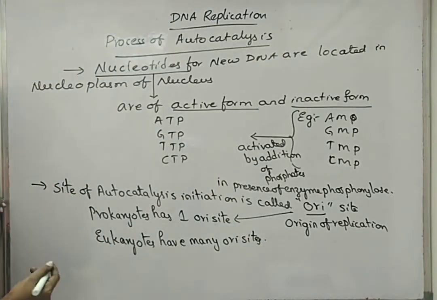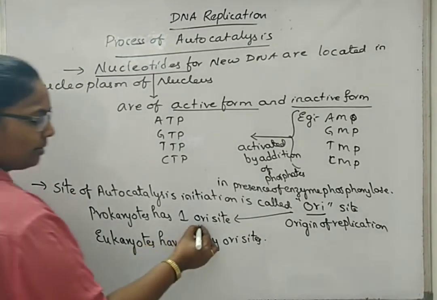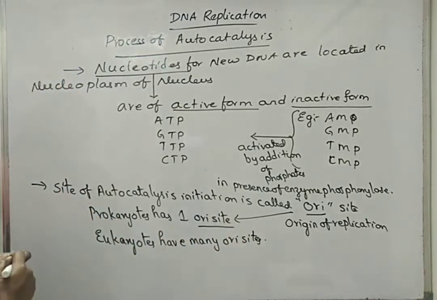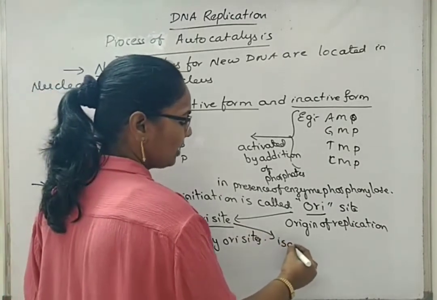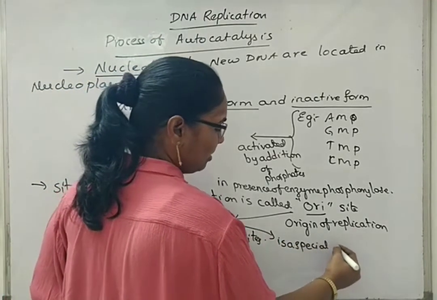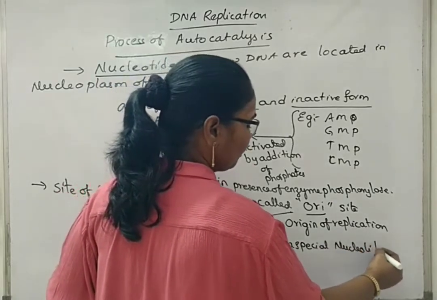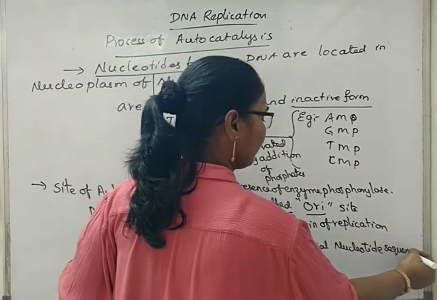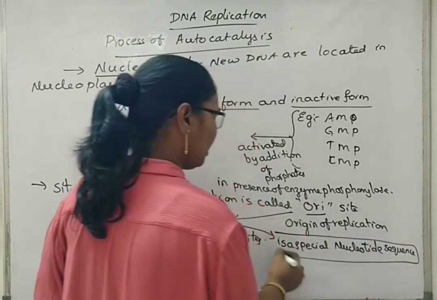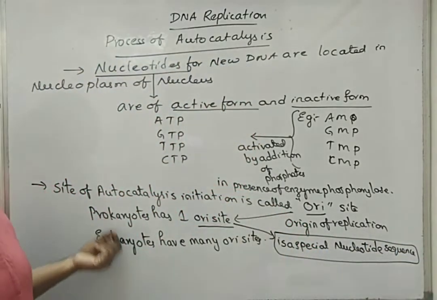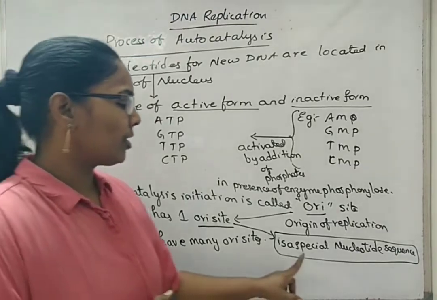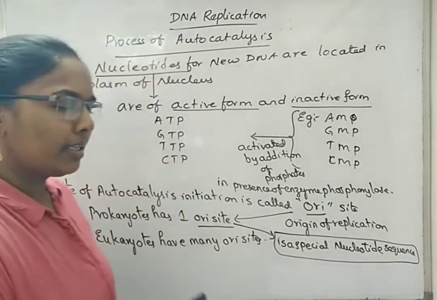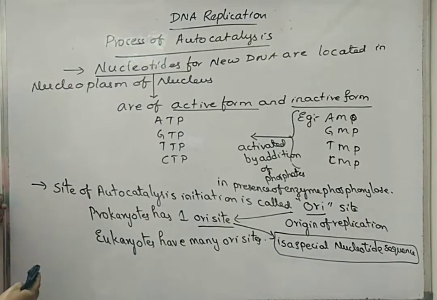So what is this ORI site biochemically? It is a special nucleotide sequence. It's not a protein or something. It is not an enzyme or a protein or carbohydrate. It is a small area on the existing DNA strand where new DNA has to get formed. That is nothing but a combination of special nucleotide sequence, or we can simply say gene sequence, where replication starts.